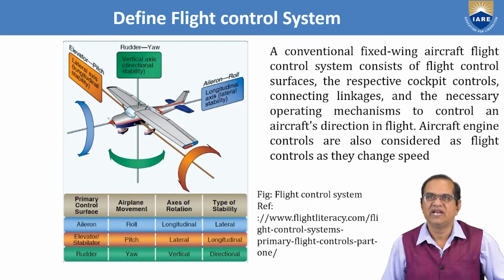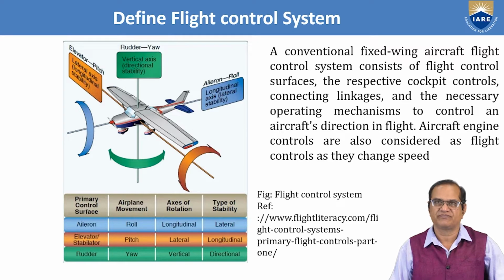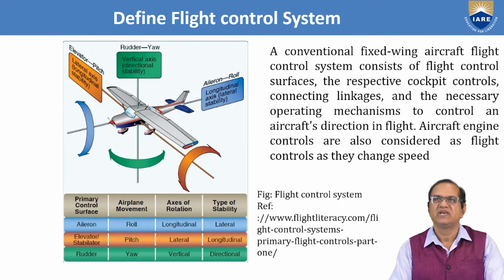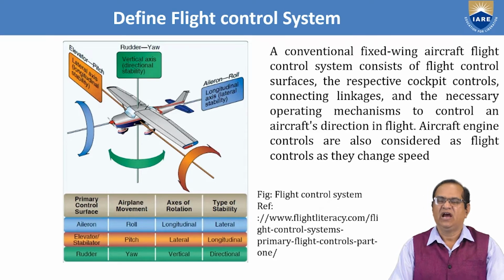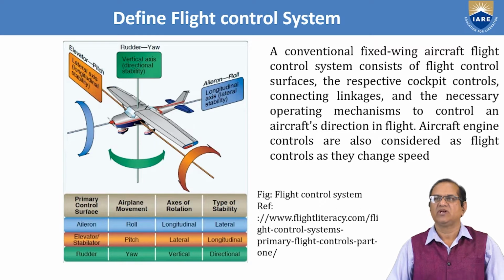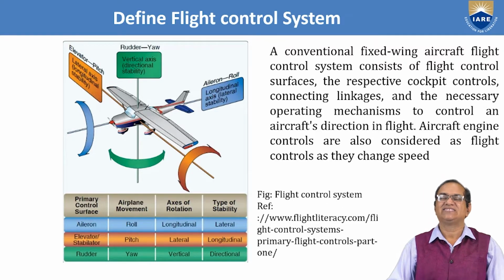First, I will define the flight control system. Here I have shown a diagram. A conventional fixed wing aircraft flight control system consists of flight control surfaces, the respective cockpit controls, connecting linkages, and the necessary operating mechanism to control an aircraft's direction in flight. Aircraft engine controls are also considered flight controls as they change the speed.